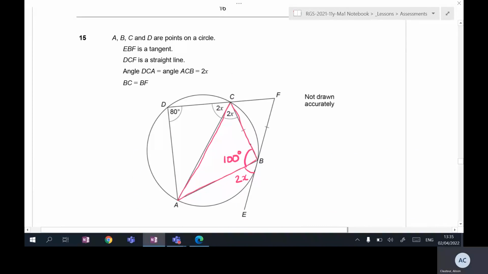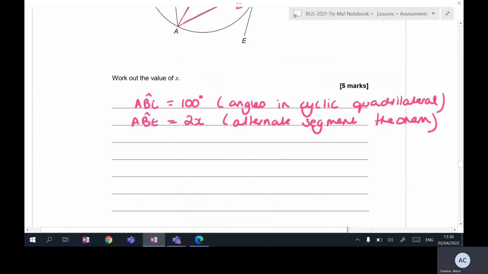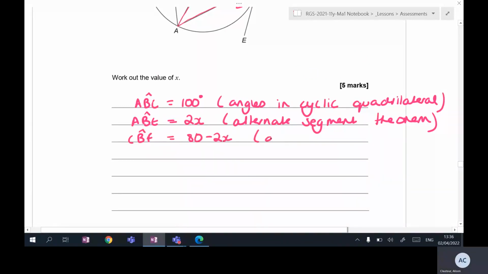I therefore can work out this angle here because of angles on a straight line. So this angle here is going to be 180 take away 100 and take away 2x. So in other words, 80 take away 2x. So CBF is 80 take away 2x. And that was just angles on a straight line.